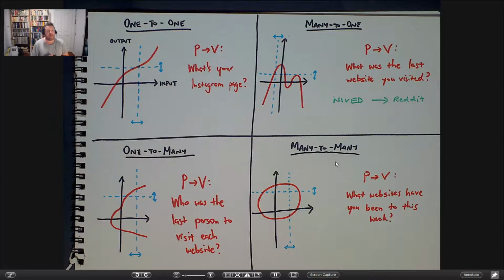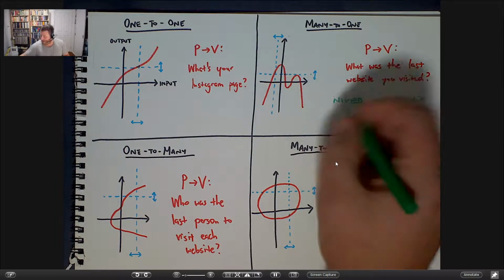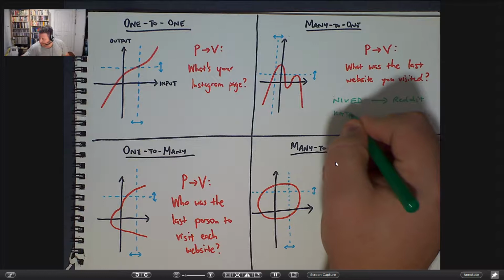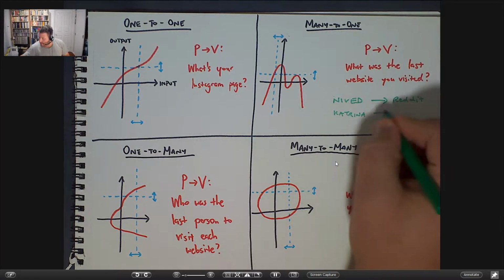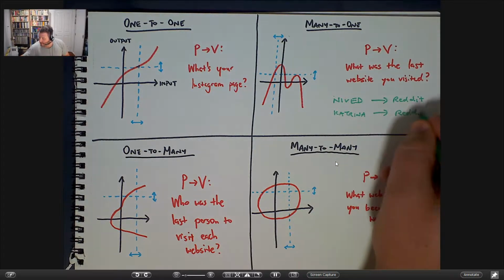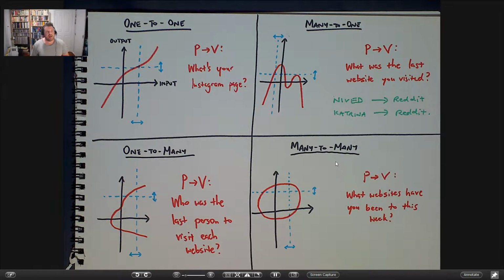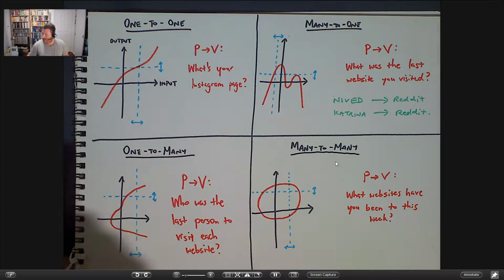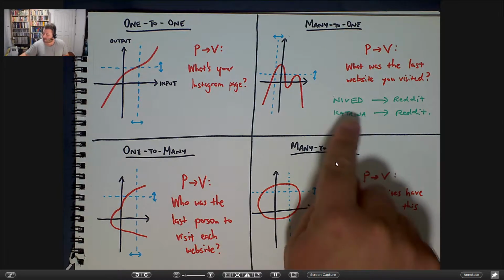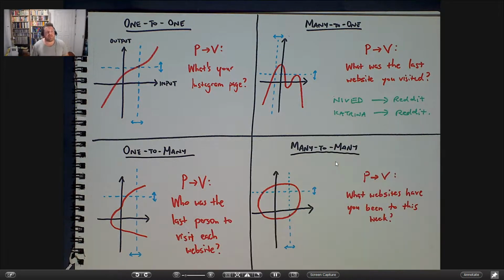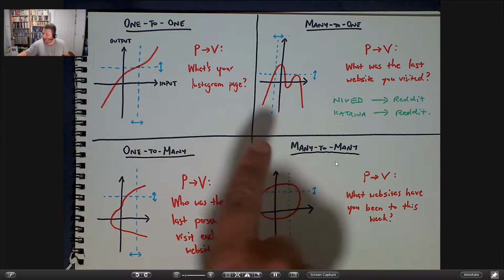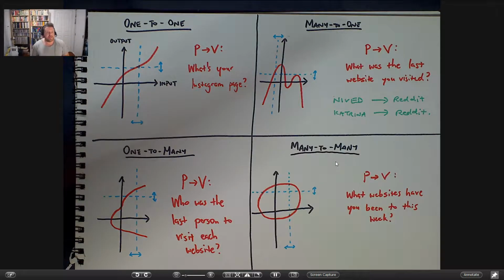Right, and then I might go, okay, Katrina, let's plug Katrina into my function. But she might also answer Reddit. So it's still a function, it's fine, but it's not a one-to-one function. It's multiple different things mapping to the same Y value. So that is a many-to-one relationship.